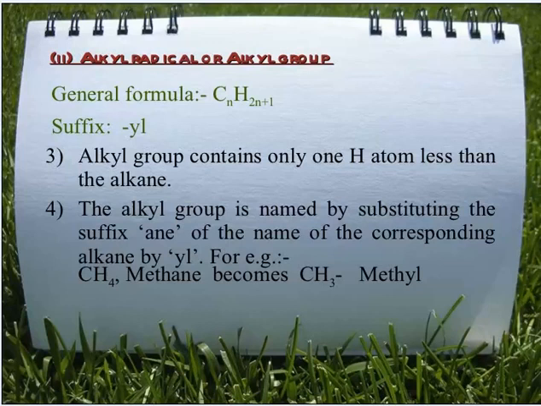2. Alkyl groups. General formula of alkyl groups is CnH2n plus 1. Suffix YL. Alkyl group contains one H atom less than the alkane. The alkyl group is named by substituting the suffix ANE of the name of the corresponding alkane by YL. For example, methane becomes methyl.